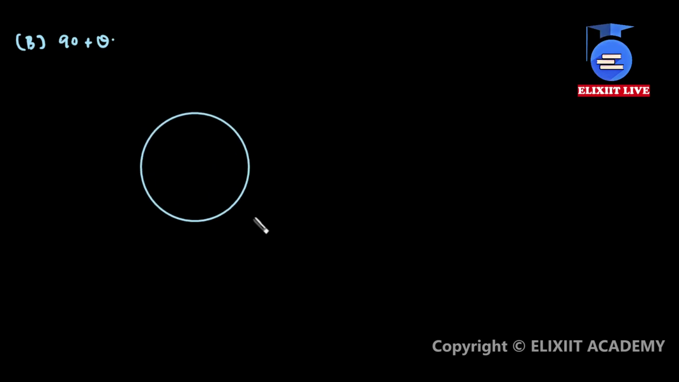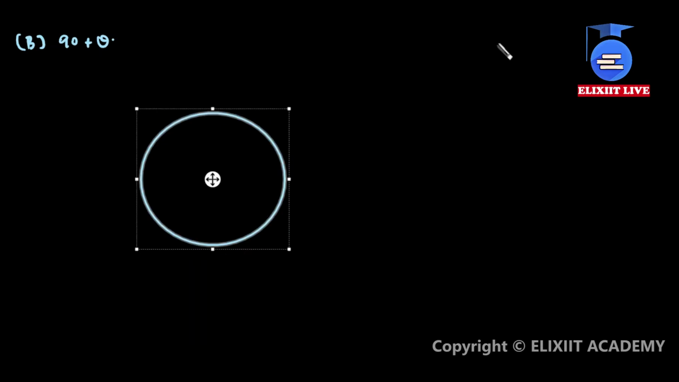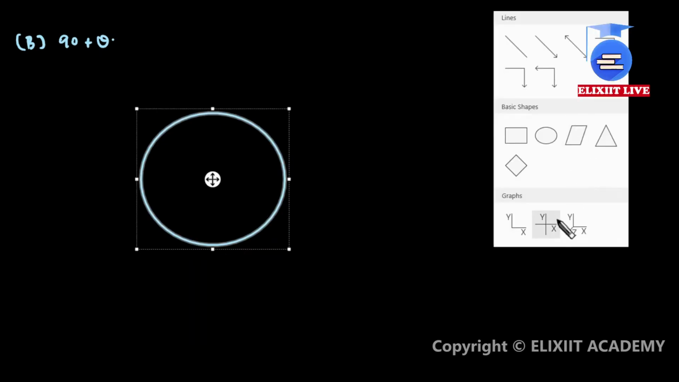Come to the next one, 90 plus theta. Reduction formula for 90 plus theta. What will happen for the reduction formula for 90 plus theta? Okay, so I do the same logic over here. I take the circle. Logic will be the same. I will take the circle of radius r. Okay, a bigger circle, suppose I am taking.